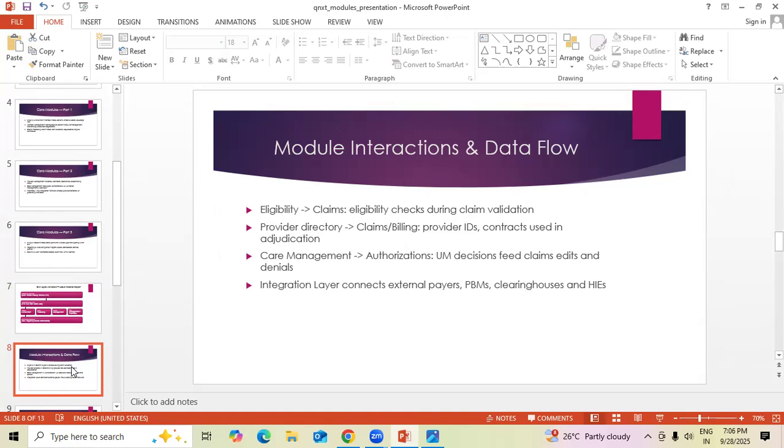At the same time, we have HIEs, health information exchanges, right? So how health information can be exchanged to the next level, next process and all. This is all about the module interactions and data flow. So this is overall what we must be good with when we are working on QNXT as a healthcare application and trying to understand it.